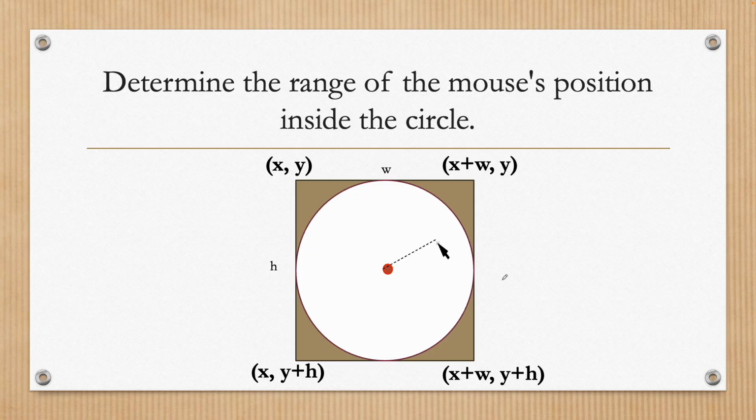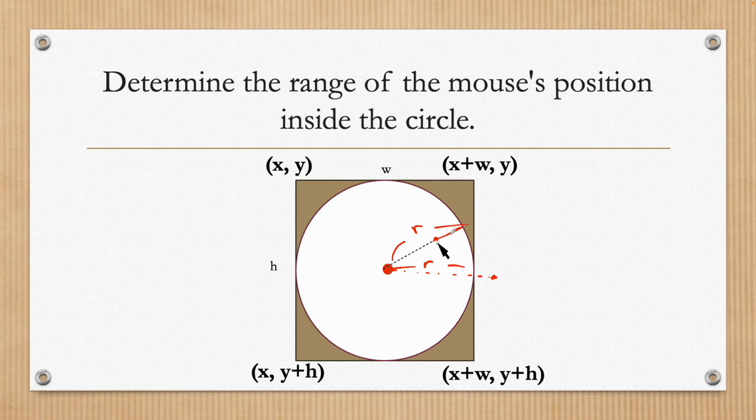We've got to find the distance between the center and where my mouse is, right? If my mouse is outside of the circle, that means the distance between my mouse and the center is greater than the radius of the circle. If my mouse is inside of it, then it's going to be less than the radius of the circle. So that's how we can determine whether our mouse is inside or outside.